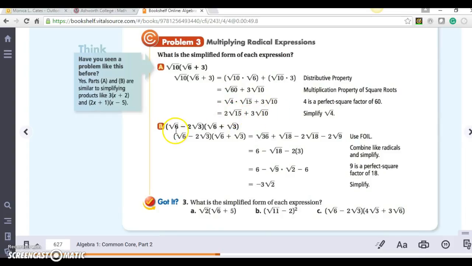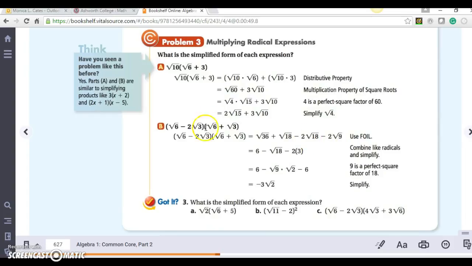So let's look at square root of 6 minus 2 root 3 times square root of 6 plus square root of 3. So I'm going to use FOIL now. That would be square root of 6 times the square root of 6, which is just 6, but I can write it as square root of 36, and we know that's 6. Then we have the square root of 6 times the square root of 3, which is square root of 18. Then I have 2 times the square root of 3 times the square root of 6, so I do 3 times 6, which is 18, so I get 2 root 18.